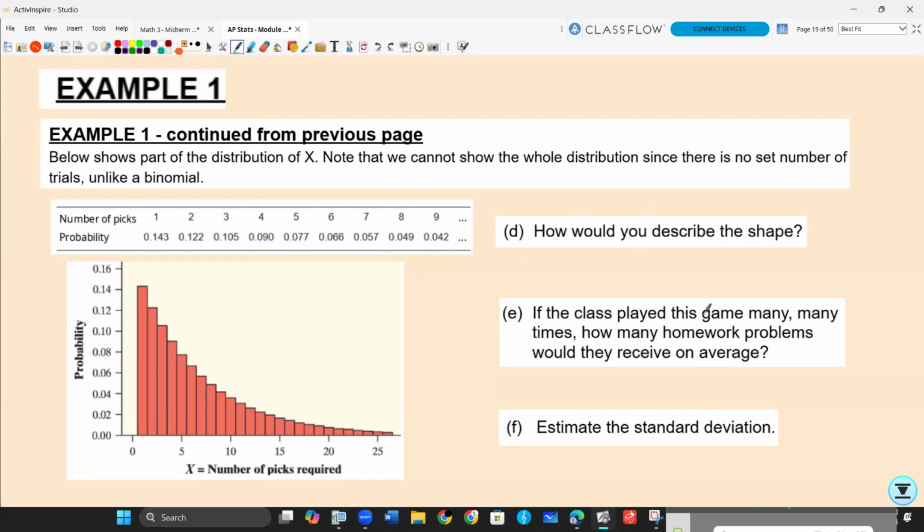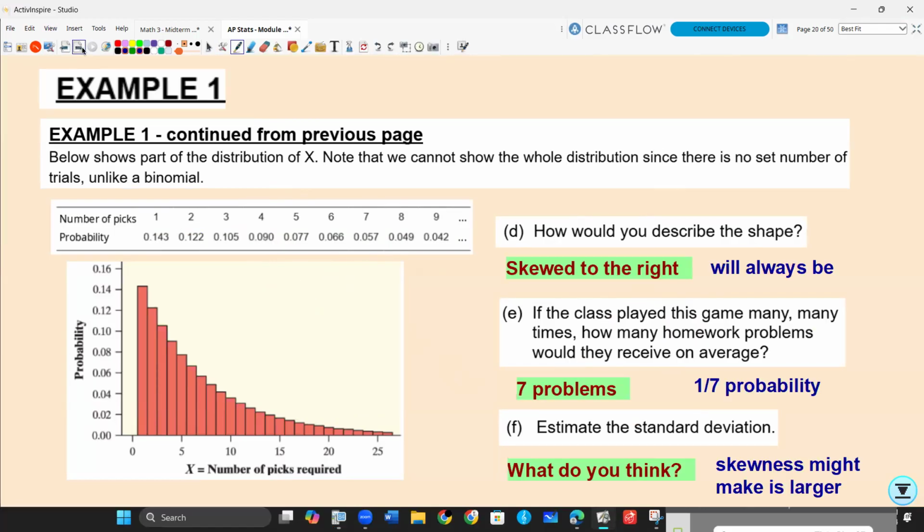If the class played the game many, many times, how many homework problems would they receive on average? Well, if you think about it, we have a 1 in 7 probability. So the likelihood that we get it correct is going to be most common on the seventh try. So when we do this type of problem, these are always going to be skewed to the right. We expect there to be about 7 problems because there are 7 days in the week. And what do you think the standard deviation is? It's a little bit harder to tell, but you can utilize the fact that this is right skewed to probably make some inference as to that standard deviation being maybe larger than you think it would be. So you see that skewness is really going to increase that standard deviation.